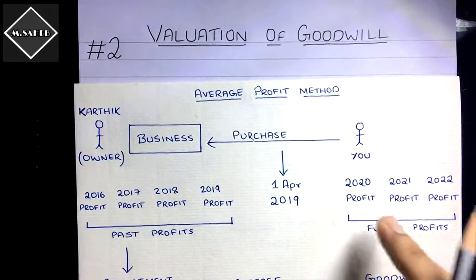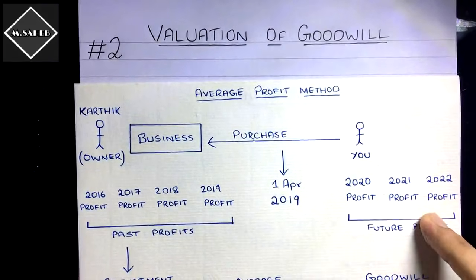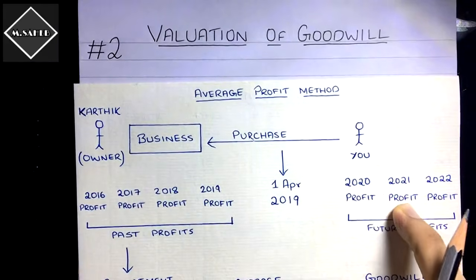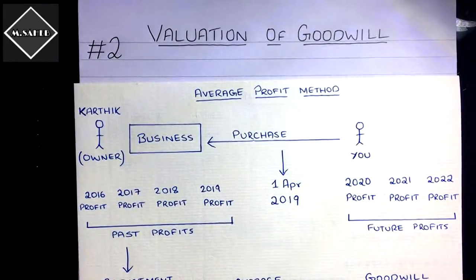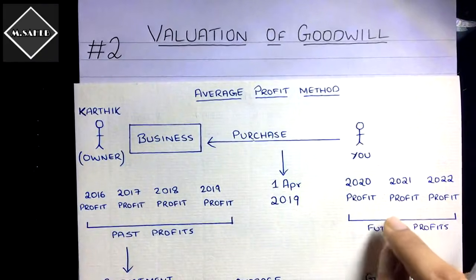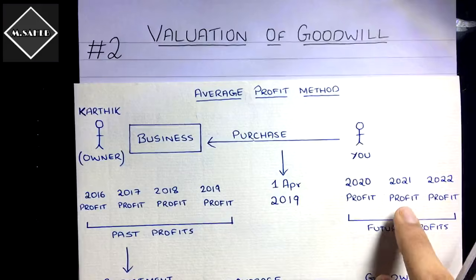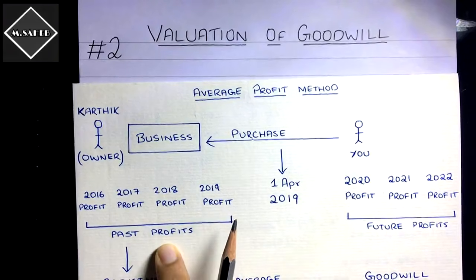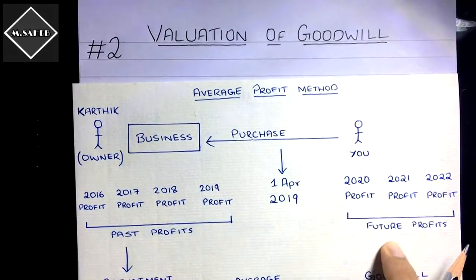Now you will say, how are we going to calculate future profits? How can we know what this business will earn in 2020? How much profit will it earn in 2021, in 2022? See, we can calculate the future profit. Yes, we can do that with the help of the past profit. On the basis of past profit, we will calculate the future profits. Okay, we will see that practically now in solving the problem.